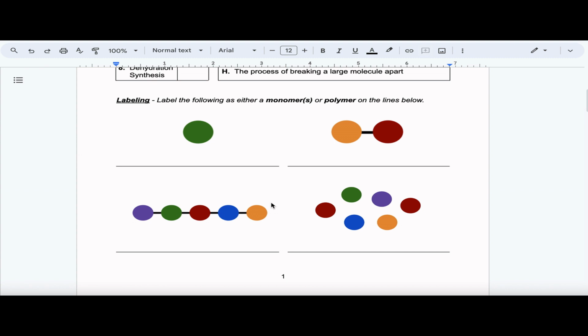Remember that monomers join with a bond to make polymers. Bonds are represented by a line. So in this top right-hand corner here, we see two molecules that are joined by a bond. So that would be a polymer. Whereas this individual molecule with no bonds around it would be a monomer. Use that knowledge to practice these below.